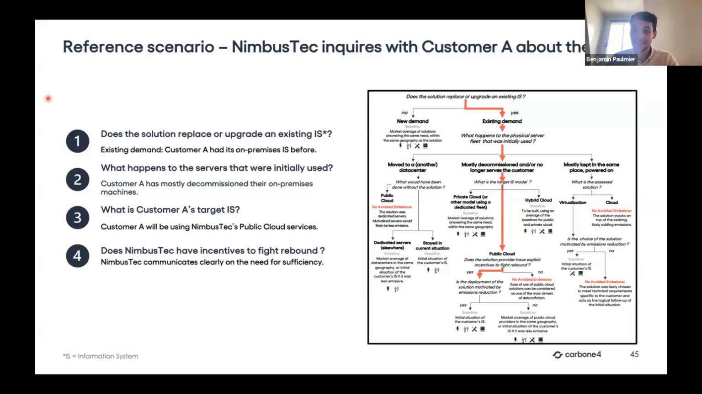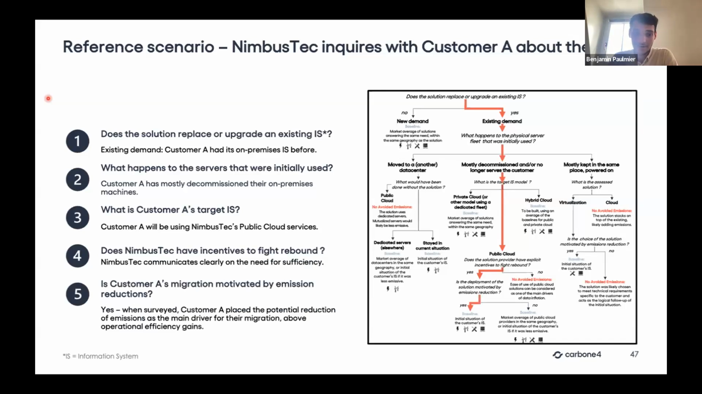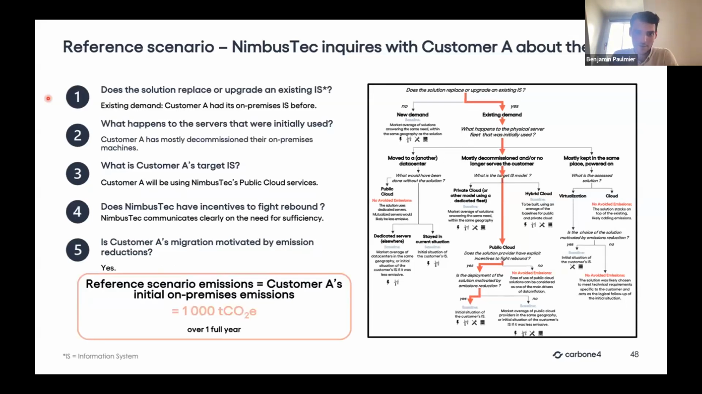However, Nimbus Tech is clean on their communication and talk about the need for sufficiency and the need to question needs. And finally, is customer A's migration motivated by the reduction of emissions? Yes, when they were surveyed, and this is fictive, customer A placed the potential reduction of emissions as the main driver of their cloud migration above operational efficiency gains. And therefore, our reference scenario, as per this decision tree, is customer A's initial on-premises emissions that they computed in their year -1 carbon footprint.